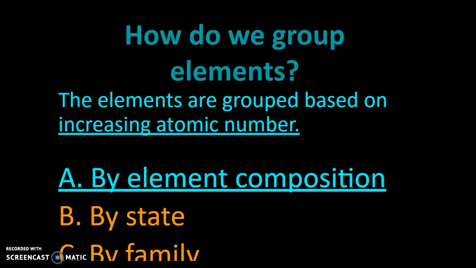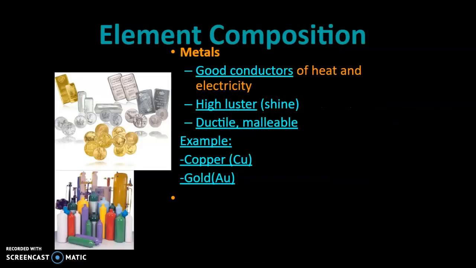So, how do we group elements? You can see there are different letters based on certain numbers, which is the atomic number that we have learned, but this is being organized based on certain aspects, that is increasing atomic number. So you all know the elements are grouped based on their increasing atomic number, and they can be categorized based on three major aspects: by element composition, by state, and by family. So let's now see how it is classified based on element composition.